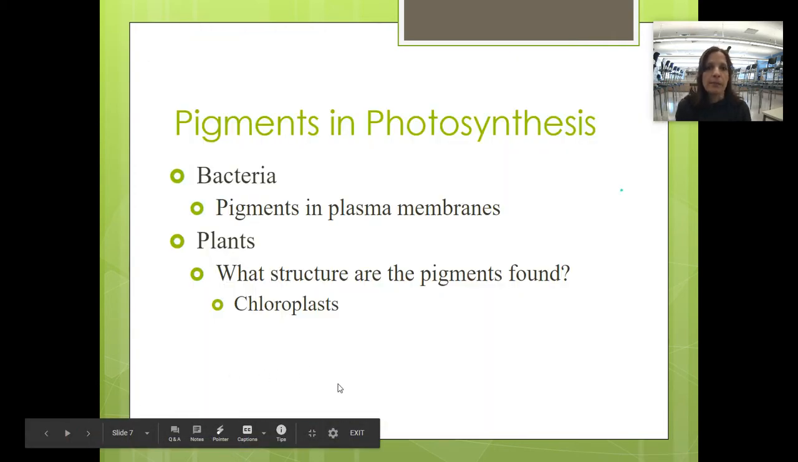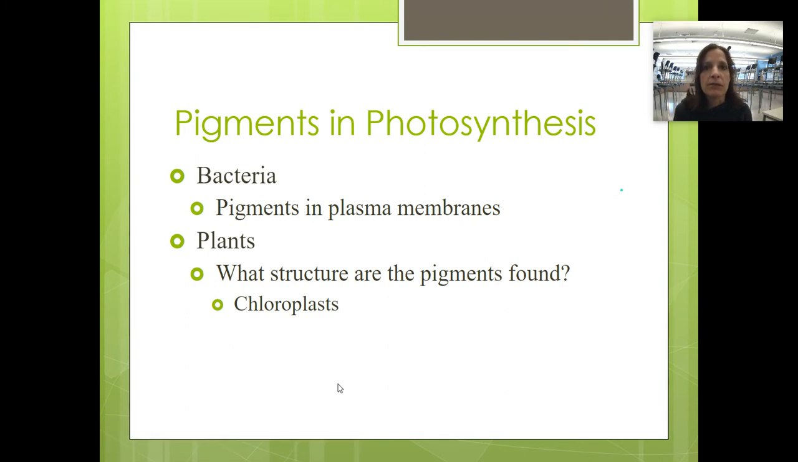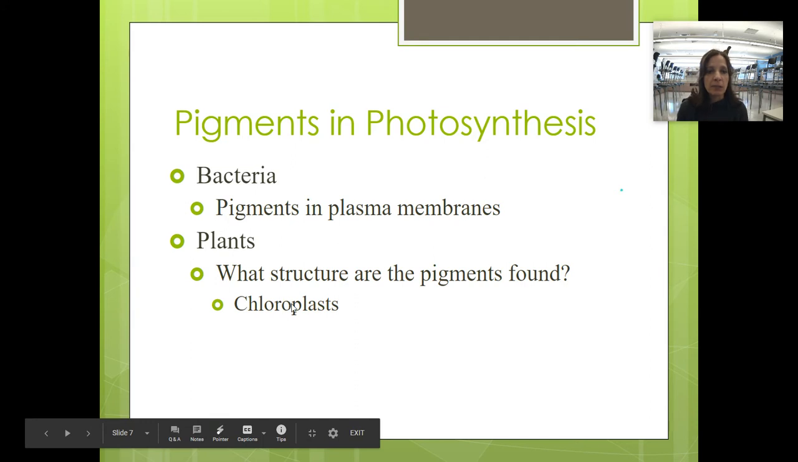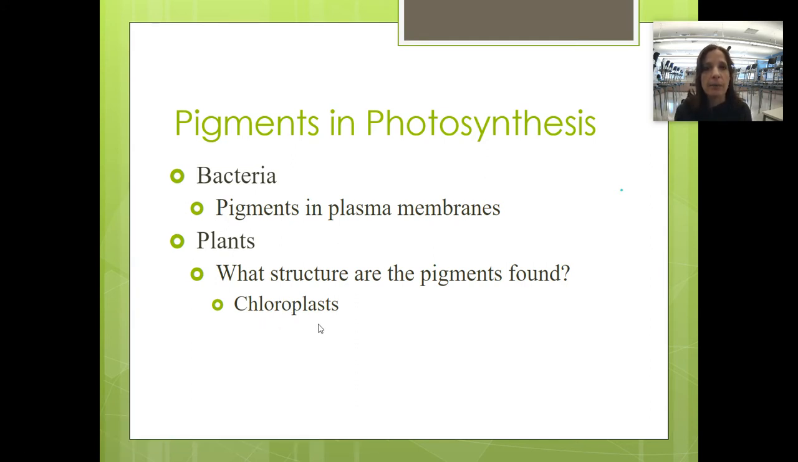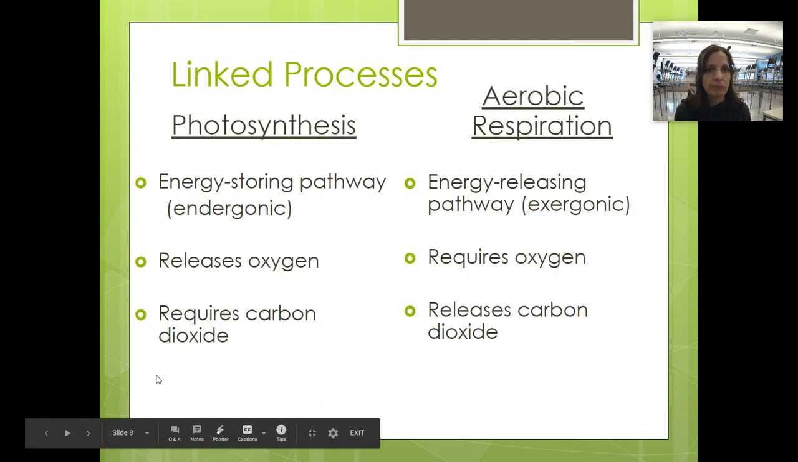So the pigments in photosynthesis, so we've talked about kind of where do these processes happen in bacteria and prokaryotes, and then where do they happen in eukaryotes. So in bacteria, the pigments are in the plasma membranes. And so they have chlorophyll in their plasma membranes. And then in plants, we know that photosynthesis in eukaryotes happens in the chloroplast.